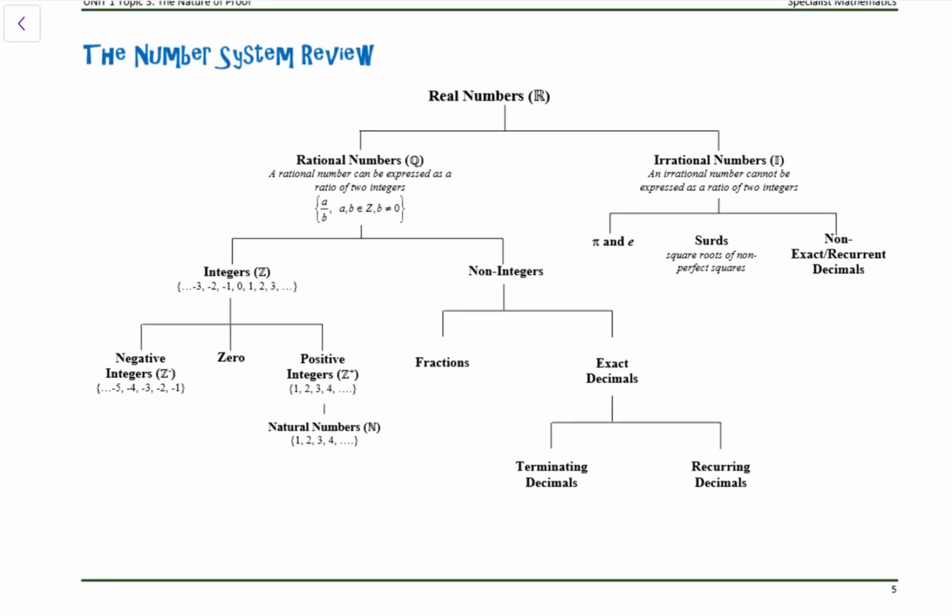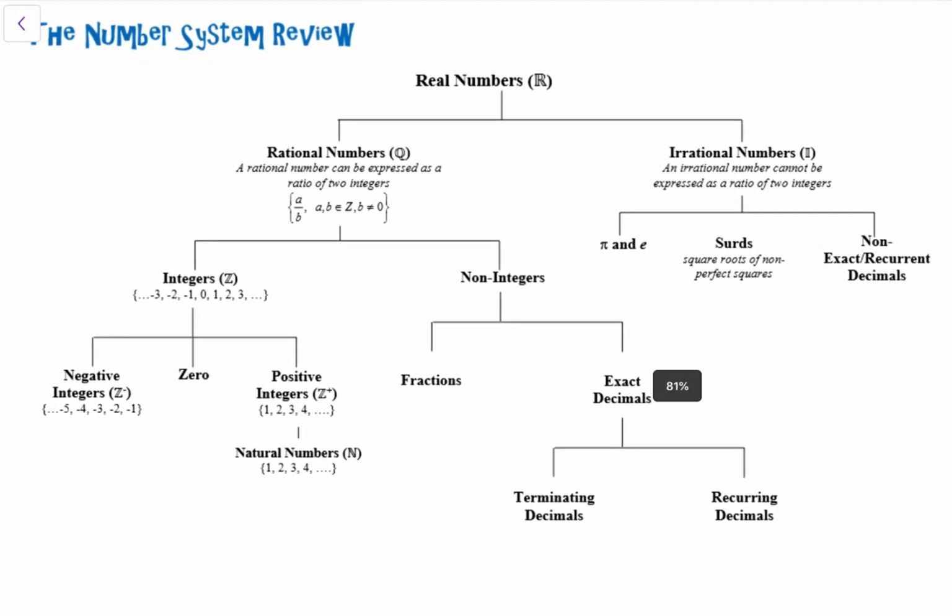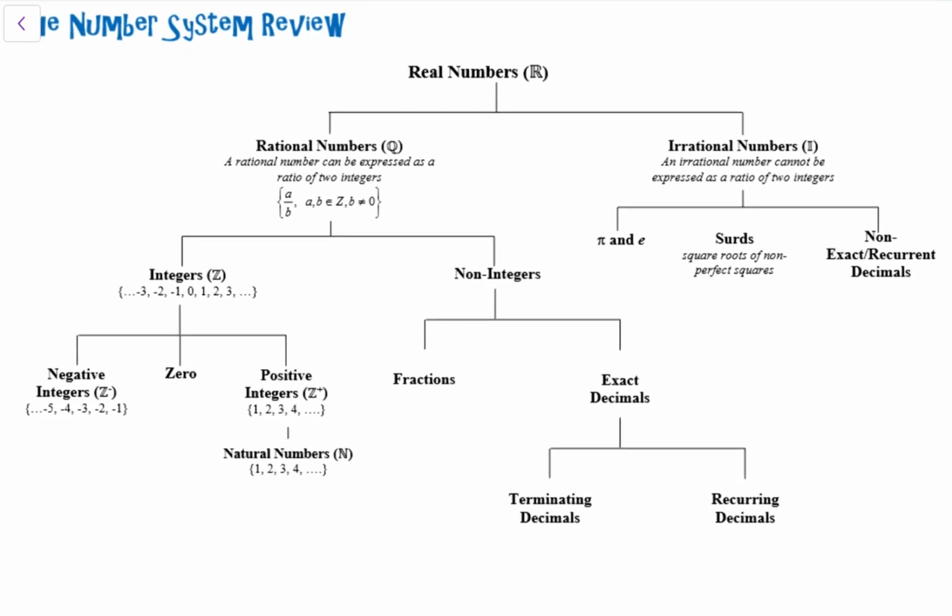A quick review of the number system, which you saw in Maths Methods. Real numbers, or R, we're looking at the real number system at the moment. They can be split into rational numbers, or Q, and irrational numbers, I. We'll start with the irrational numbers first. An irrational number cannot be expressed as a ratio of two integers. Pi and e, surds, which are square roots of non-perfect squares, and non-exact or non-recurring decimals. Okay, so the decimals that keep going on forever.